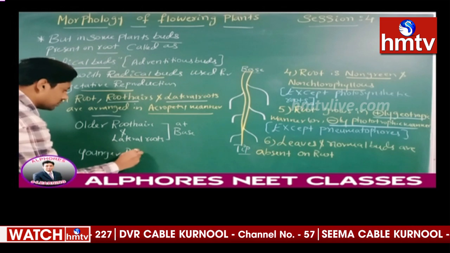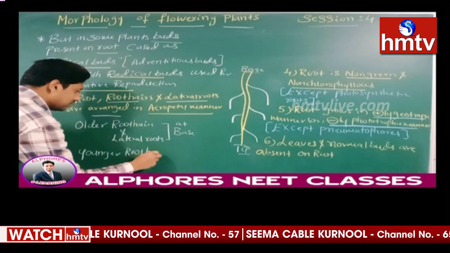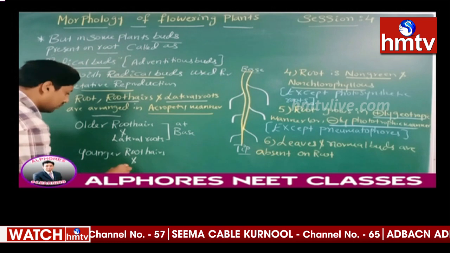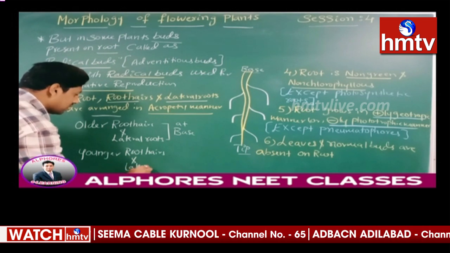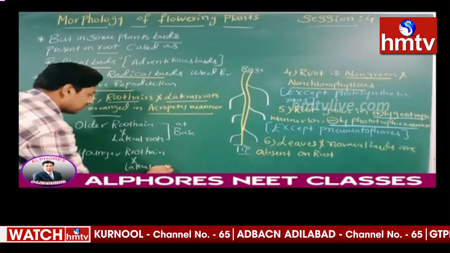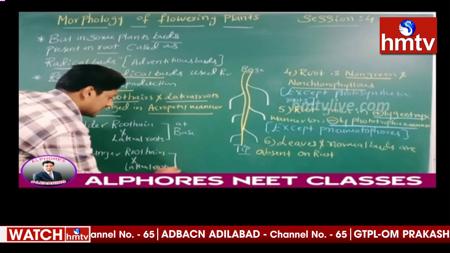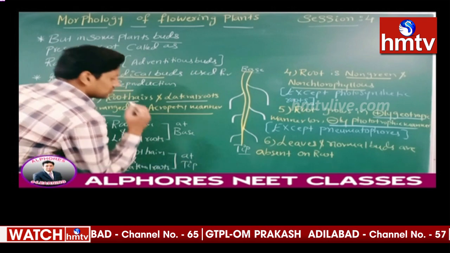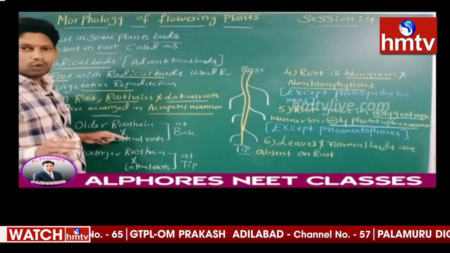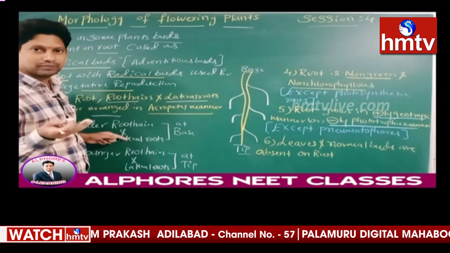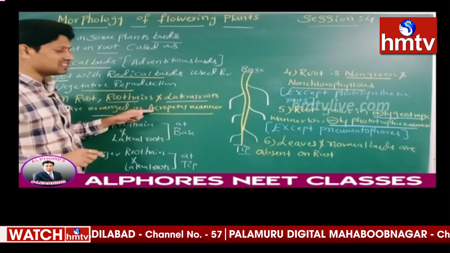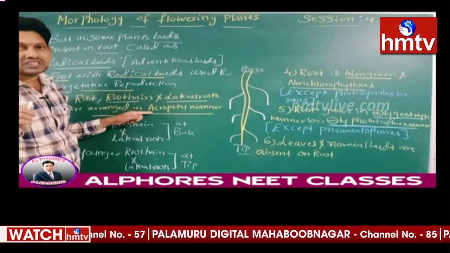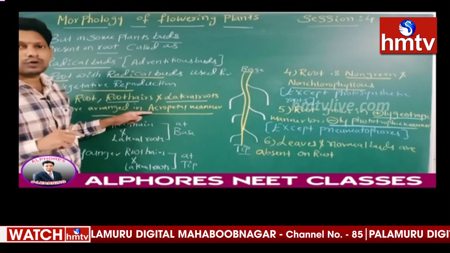Whereas if you take younger root hairs and what more? Lateral roots. Younger root hairs and lateral roots, where are they present? At the tip of the root. Is it okay? Therefore, older at the base, younger at the tip or apex. That arrangement is called what? Acropetal manner.